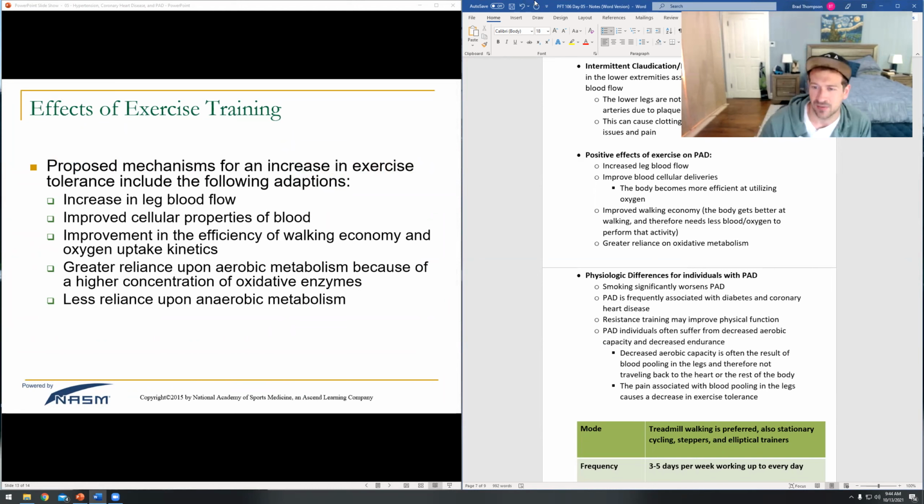But I'm getting ahead of myself a little bit. So positive effects, things that are great about exercise. One of them is increased leg blood flow. That's awesome, right? That is immediately fixing the problem because again, blood vessel reps, right?